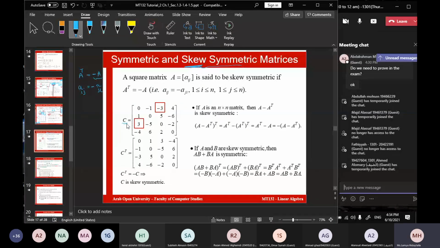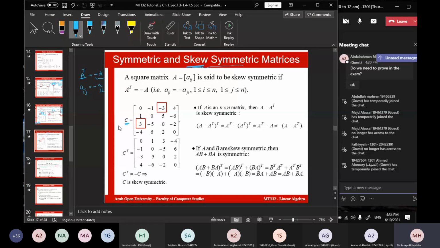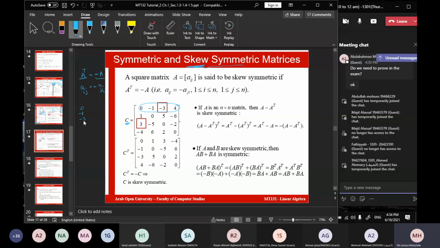Let's take the matrix C. Find the transpose of this matrix. How do we find the transpose? By changing the row into column. صح؟ اللي هتبقى 0, minus 1, minus 3 and 4 and then etc. 1, 0, 5, minus 6 and etc. Correct? Now compare between the two matrices, this matrix and this matrix as well.